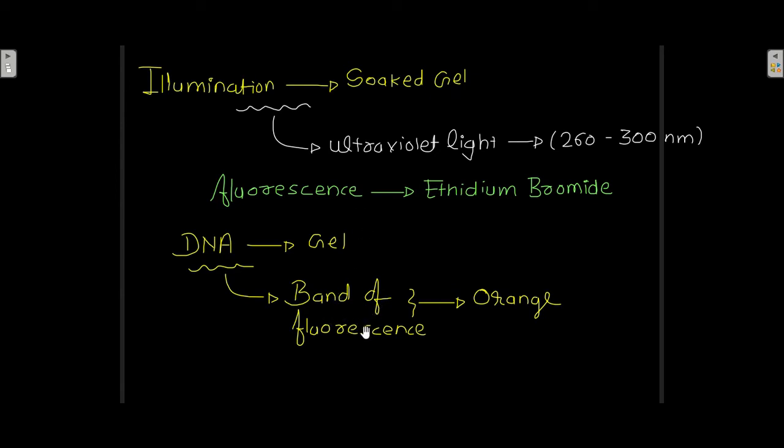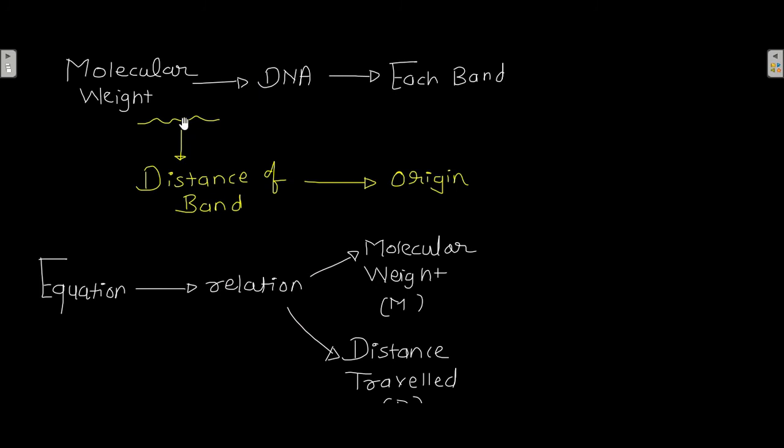Now, the molecular weight of a DNA in each band can be determined by the distance of the band from the origin. By determining the distance of that particular band from the origin, you can determine its molecular weight.